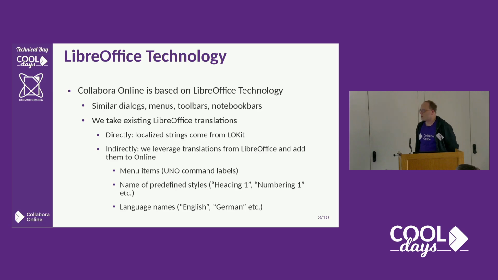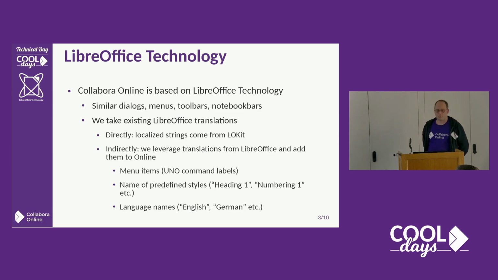As we know, Collabora Online is based on the LibreOffice technology, and we share a lot of the user interface too. We have similar menus, similar dialogues, toolbars, and so on. So it would have been a big mistake to rewrite everything from scratch and retranslate everything from scratch. So we take existing LibreOffice translations. Either we take them directly from the core, so the core sends the localized strings to the online JavaScript, or we take the strings indirectly.